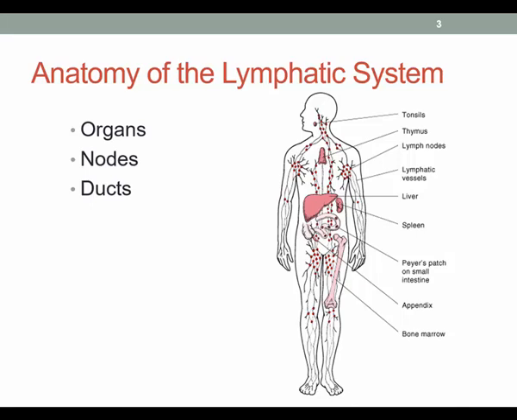The lymph vessels all merge to two very large ducts, the right lymphatic duct, which dumps into the right subclavian vein, and the thoracic duct, which dumps into the left subclavian vein.